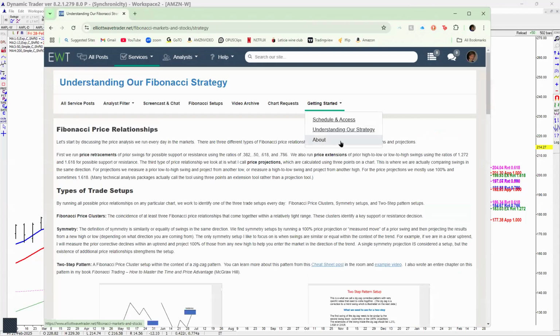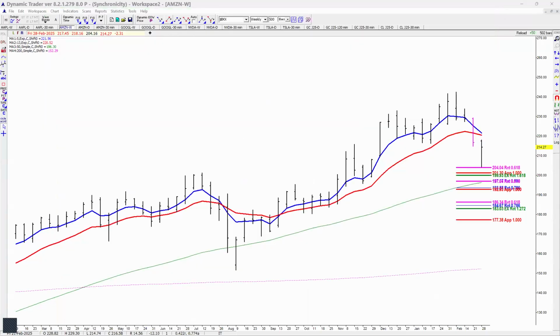So there's definitely information in there. And of course, we're in the trading room during the day. So if you have any questions, you can ask questions there. And I also have, I think, about 50 YouTube videos.